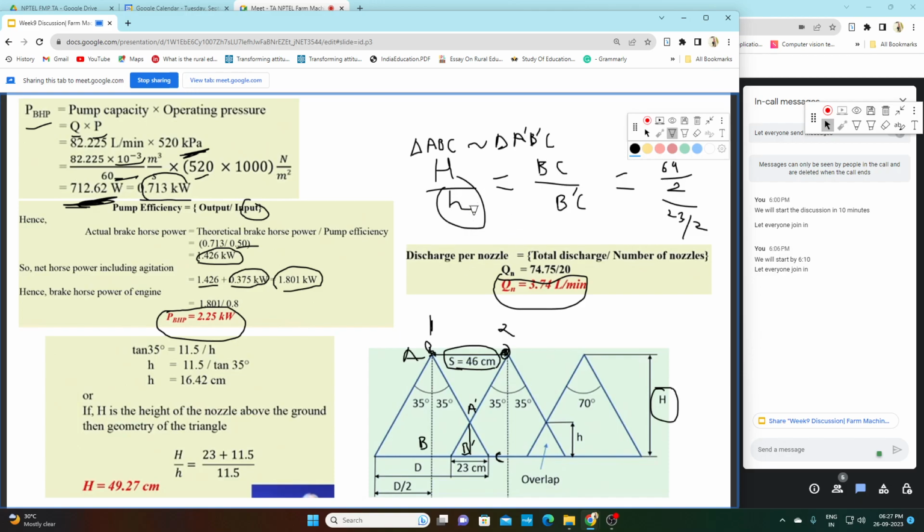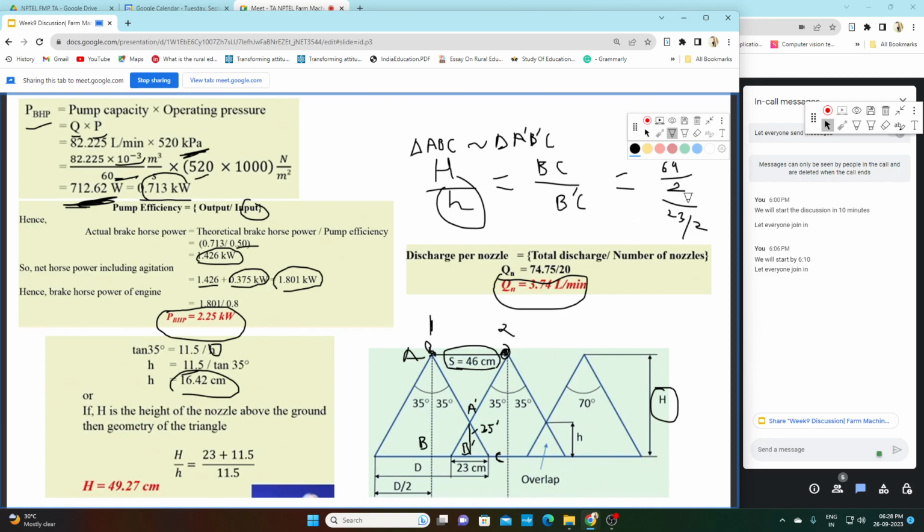So how to find out H? We can take this triangle, and as this is 35 degree, this is also 35 degree. So tan 35 degree will be equal to B dash C divided by A dash B dash, and A dash B dash is your H. So H will be equal to this 23 by 2 or 11.5 divided by tan of 35 degree. So H we got 16.42 centimeter.